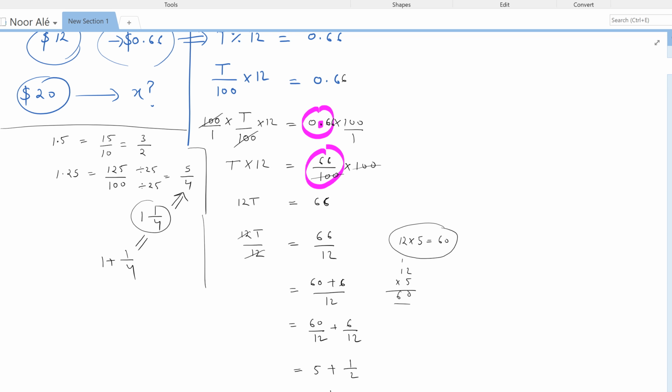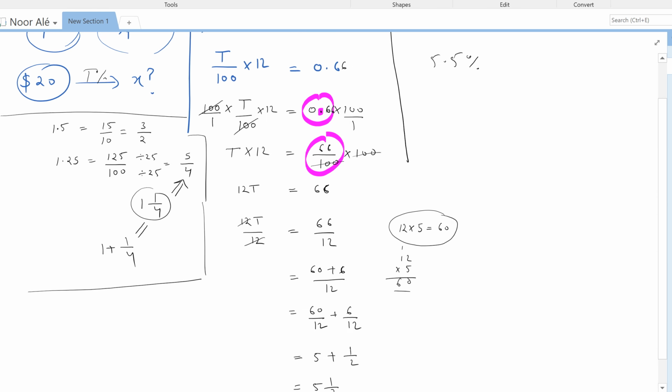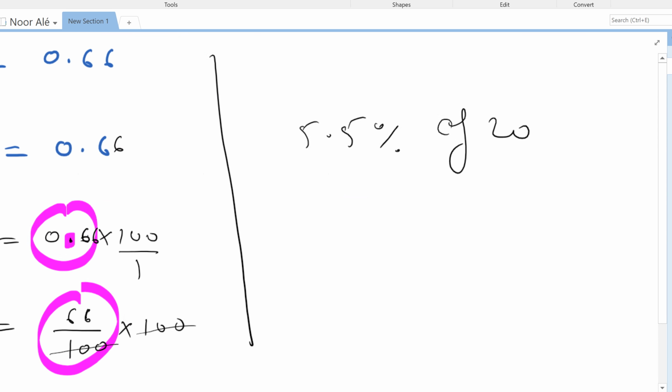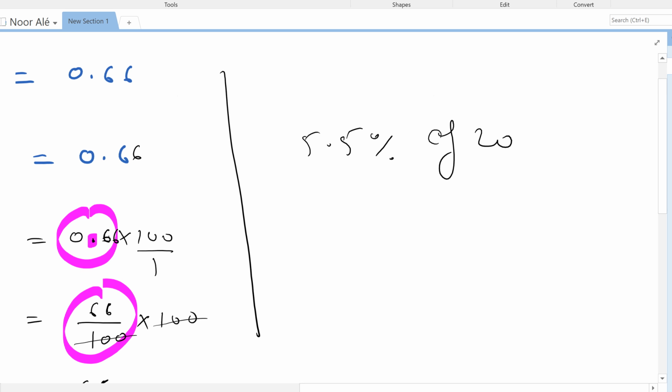So that was that. Now you have the tax. Now you apply the tax percent on 20. So 20 times that 5.5. So we do 5.5% of 20. Right? That's what we have to figure out.